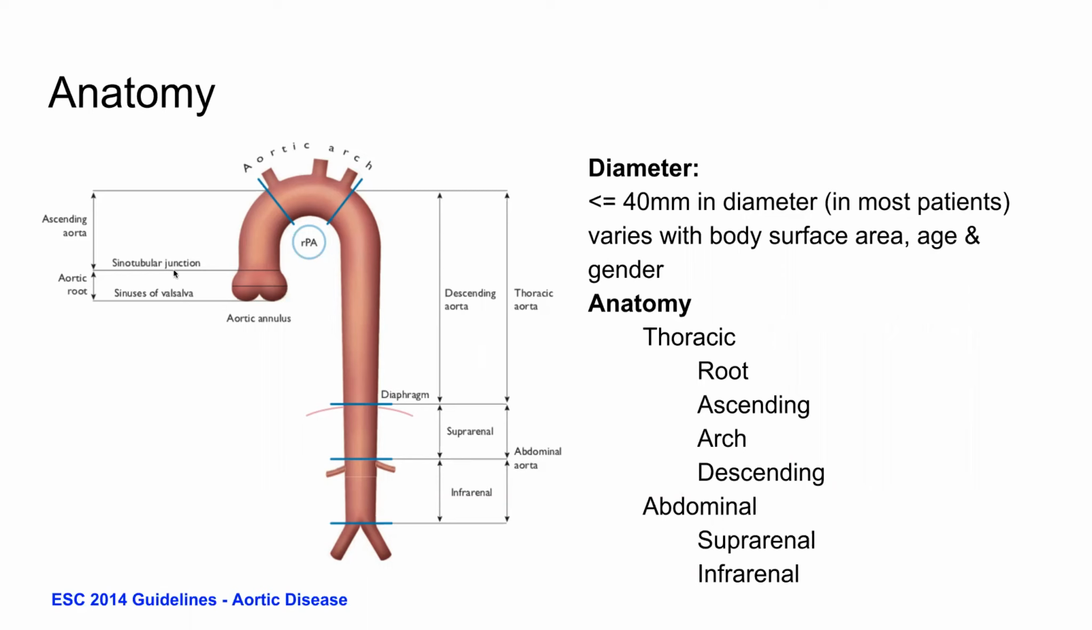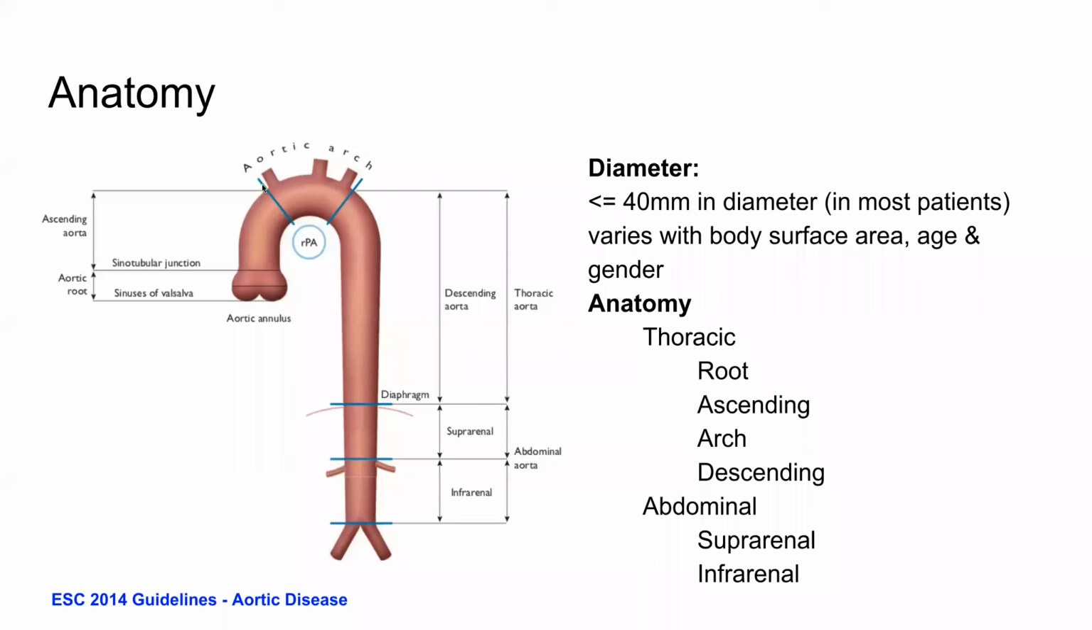The sinutubular junction extends from the junction of the sinuses of Valsalva and the ascending aorta. The aortic root then ends at the sinuses of Valsalva, and this is going to be the measurement at the levels of the sinuses of Valsalva. The aortic valve itself sits at the level of the aortic annulus. So whether the aortic root is involved or not will determine what type of surgery the patient gets in the event of an ascending aortic dissection, as we will see later on.